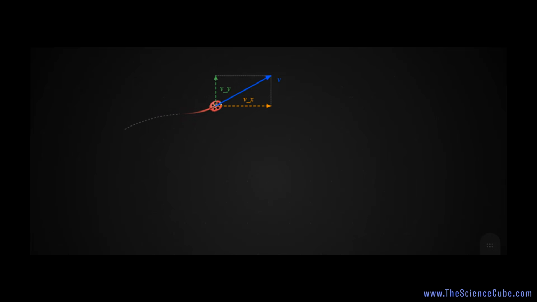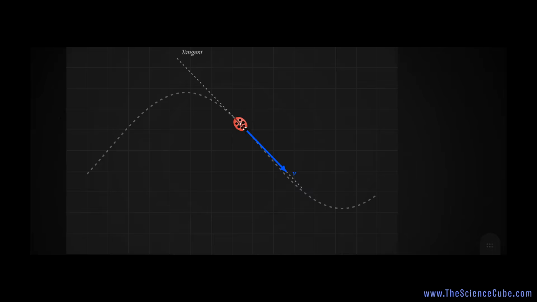And one more thing to notice. The velocity vector at any point is always directed along the tangent to the path at that point. That's the direction of the velocity vector. So draw the curve, draw the tangent line at any point. That tangent line is the velocity direction at that moment.